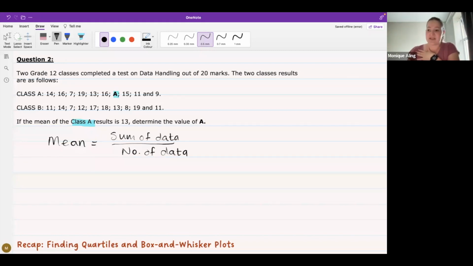We can fill in what the mean is in this formula. We know that it is 13. Sum of data, we can go and add all of those numbers up, plus A. Over, do we know how many numbers there are? In this data set, there are 1, 2, 3, 4, 5, 6, 7, 8, 9, 10. So I'm going to ask you to quickly add all the numbers we do have. The 14 plus 16, 7, 19, 13, 16, 15, 11, and 9. Quickly add that up for me. Tell me what you get.